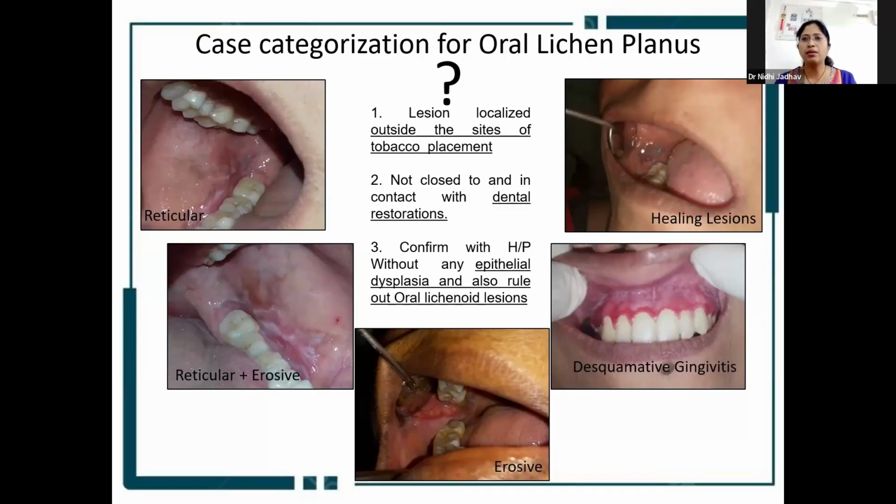Second, is there any nearby tooth with a dental restoration which could have caused a contact hypersensitivity reaction? Also, when you are trying to confirm with the histopathology, always check whether there is any component of epithelial dysplasia. Also, as I said, we have to rule out oral lichenoid lesions.